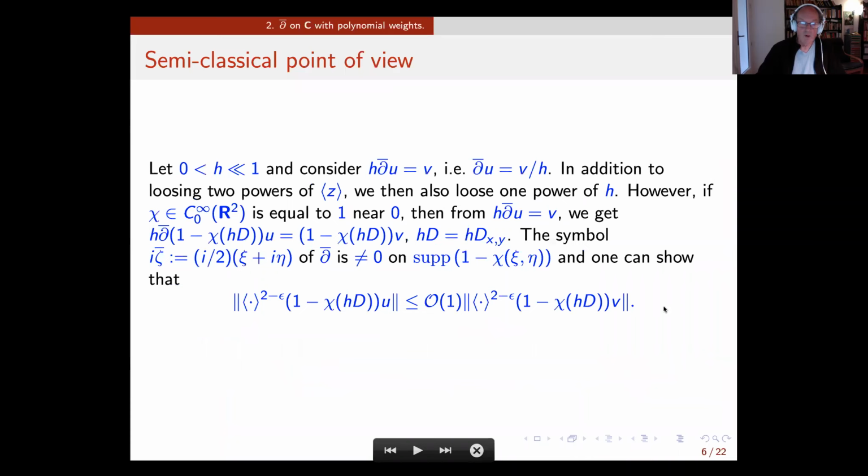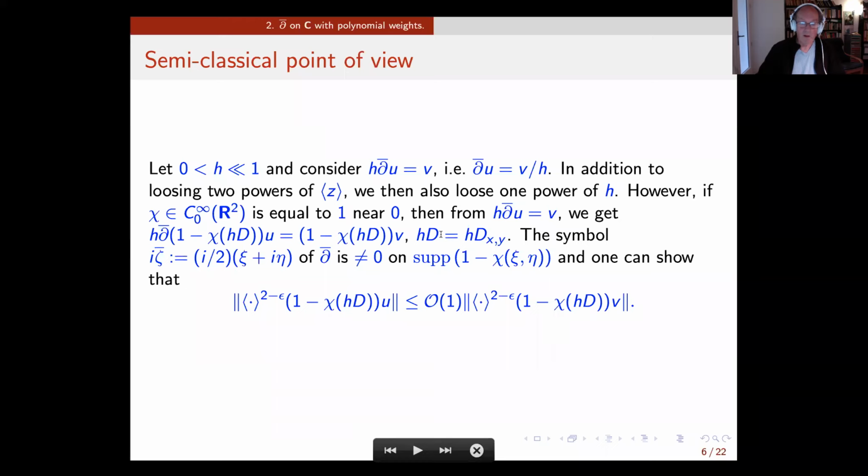Now, before looking at the system, we see that when we solve the D-bar problem, I will also use a semi-classical point of view. So h will be a small parameter. Actually, it will be equal to 1 over the norm of k. And when I solve this equation, then I will lose 2 powers of bracket of z, and then I will also lose a power of h, because I have this factor h. I have to divide by h.